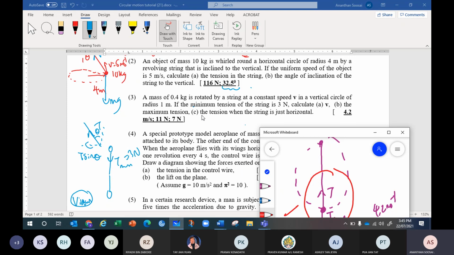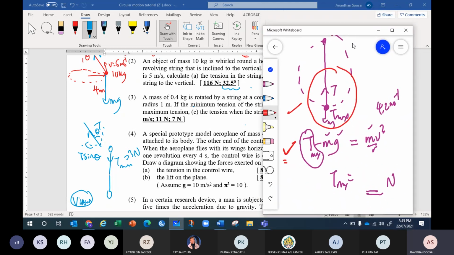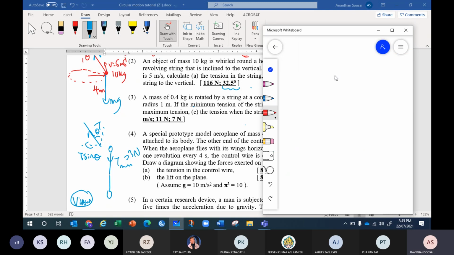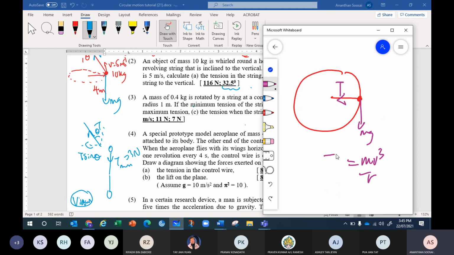Okay, next, the tension when the string is just horizontal. Okay, what is the tension when it's horizontal? Okay, this is okay, right? So you consider the horizontal now. So of course, when the string is horizontal, identify all the forces. Of course, tension is inward and mg is acting downward, but mv squared over r should be equal to the tension. That's it, right? So you find the tension when it's horizontal. So mv squared over r. So mass is 0.4, v is 4.2 which you just got, and r is 1 meter. So you get 7 Newton.